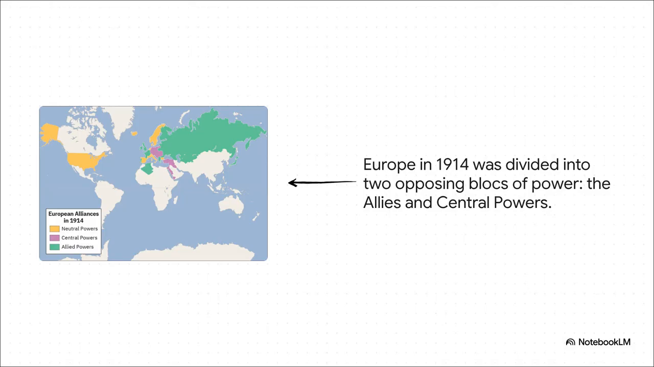And this map just shows you how dangerous that division was. You've got the Allied powers in green and the Central powers in purple. This system was so rigid that it basically guaranteed that any little spark, any regional conflict, would set off a domino effect, dragging the entire continent into war. And that's exactly what happened after the assassination of Archduke Franz Ferdinand.